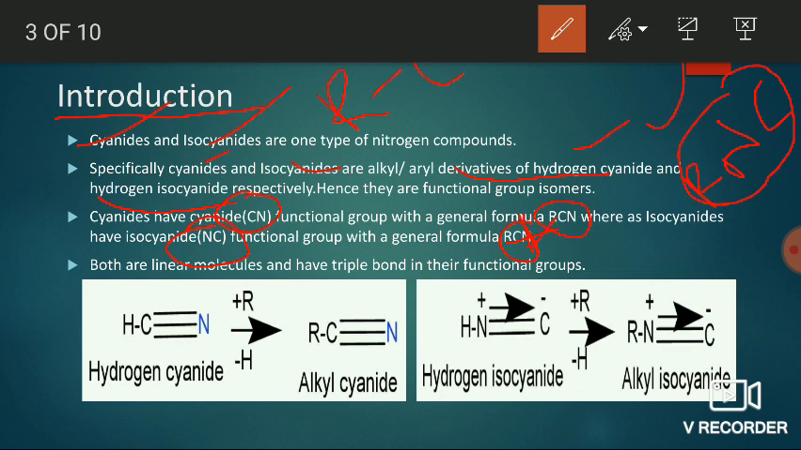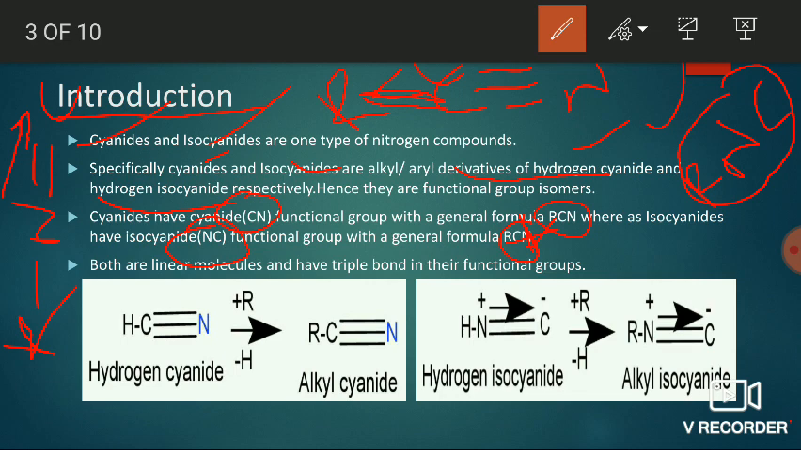Cyanide is R-C≡N, the triple bond. But in the case of isocyanide, it is R-N≡C, with a single bond, a double bond, and a covalent coordinate bond from nitrogen to carbon. It is also a triple bond. Here both cyanides and isocyanides are linear molecules with a triple bond in their functional group. There is a triple bond between the carbon and nitrogen in both cases.